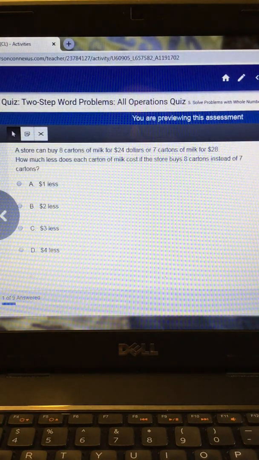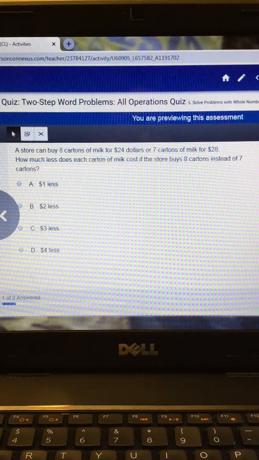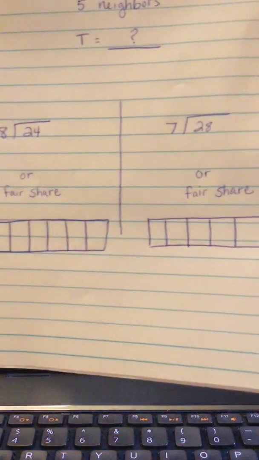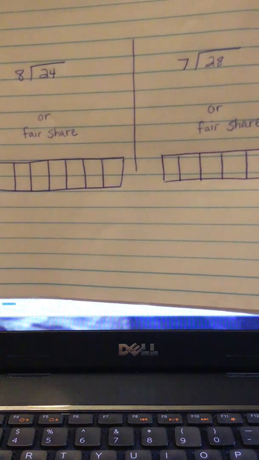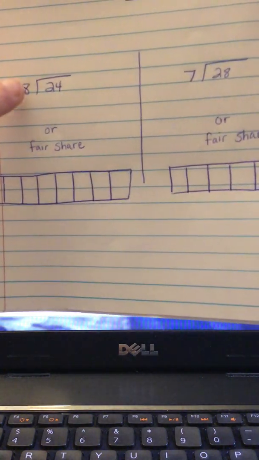A candy store buys 8 cartons of milk for $24 or 7 cartons of milk for $28. How much less does each carton of milk cost if the store buys 8 cartons instead of 7 cartons? So again, I made a picture here. We need to figure out how many for 8 cartons and how many for 7. So we need to do 24 divided by 8.